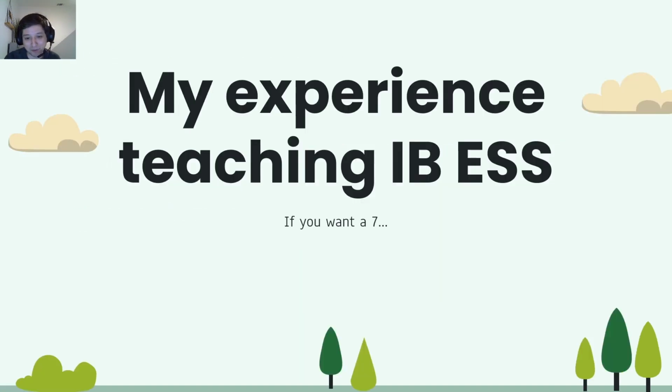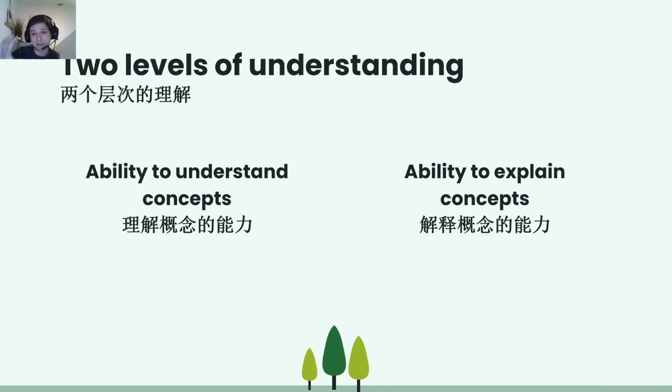My experience teaching IB/ESS, if you want a 7, there are 2 levels of understanding. And again, this is very specific to Chinese ESL students, or just students who understand Chinese, right? If you are maybe better at Chinese than you are at English, or any ESL student really. There's 2 levels of understanding. First, the ability to understand concepts. And then second is the ability to explain concepts. And they are different. So often, my students can understand the concepts in their head. But when they try to explain it, it's very simple English and it doesn't come out right. And it's not very in-depth. And that's an issue, okay?